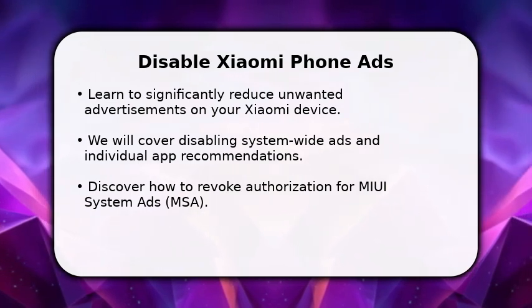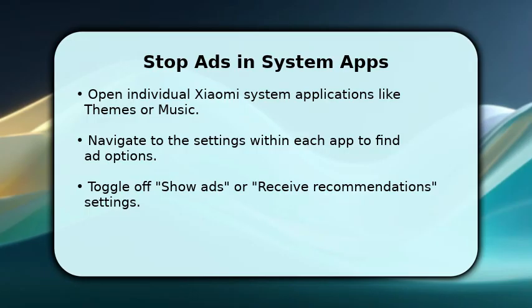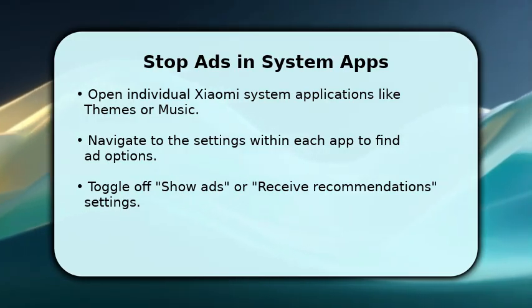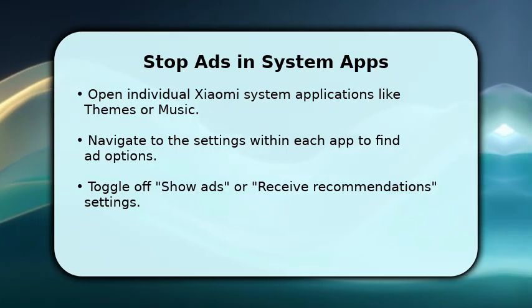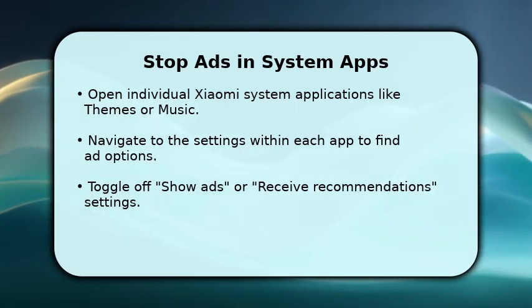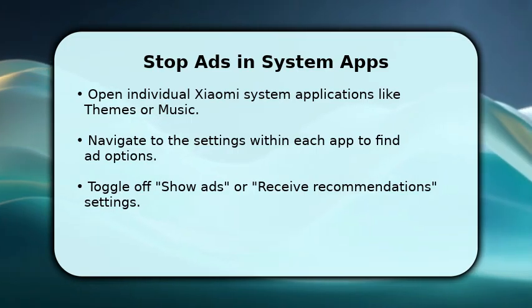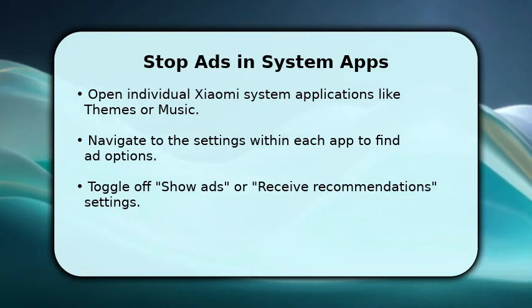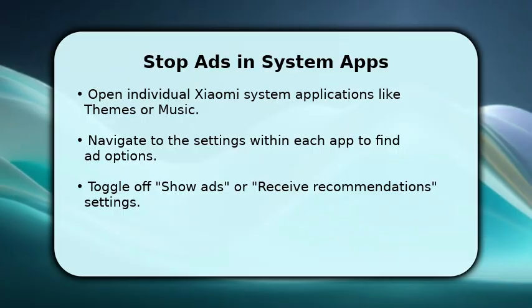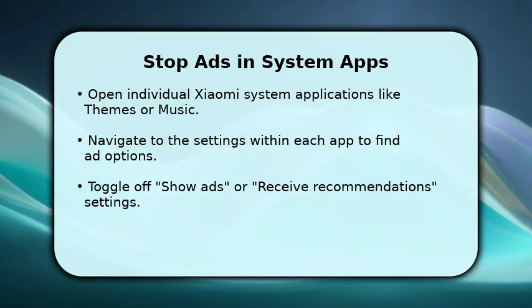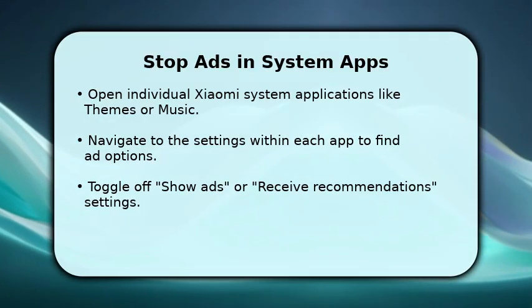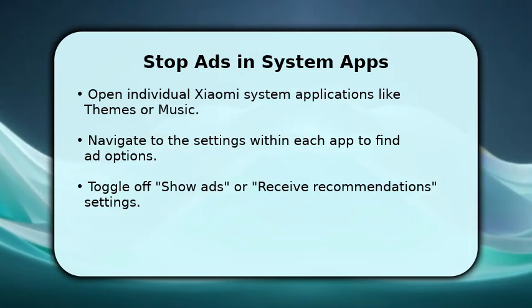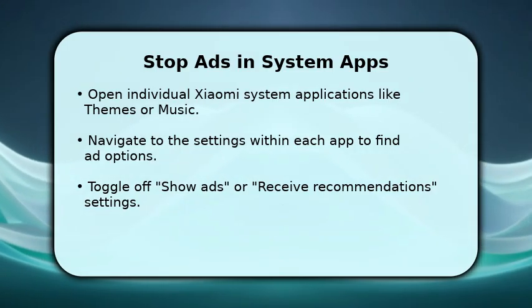Many of Xiaomi's pre-installed applications, like Themes, Music, and File Manager, often display their own advertisements. To tackle these, you'll need to open each app individually. Within each app's settings, look for options such as Show Ads or Receive Recommendations. Simply toggle these off. This process might take a few minutes, as you'll need to do it for several applications, but it's a crucial step to reduce a large number of ads.